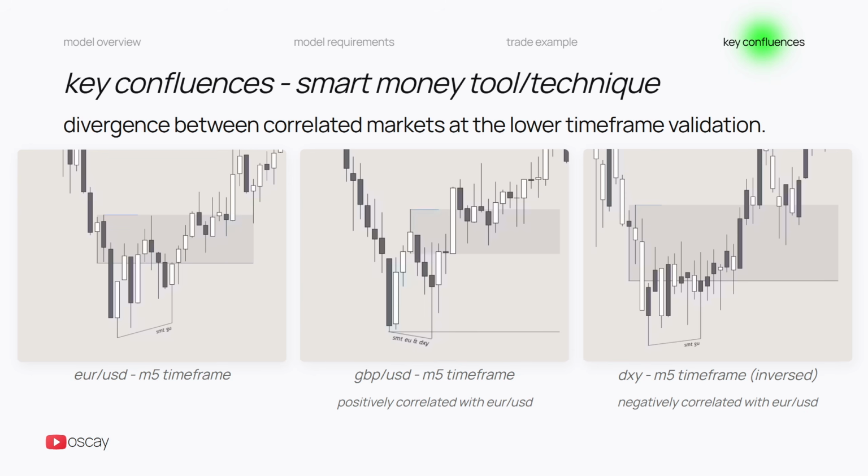Nah, G. Enter only on high probability trades in alignment with order flow. Lower time frame unicorns mean nothing unless there is a higher time frame narrative backing it. And it's as simple as that.